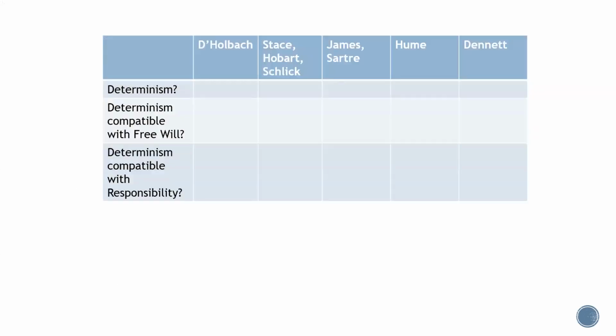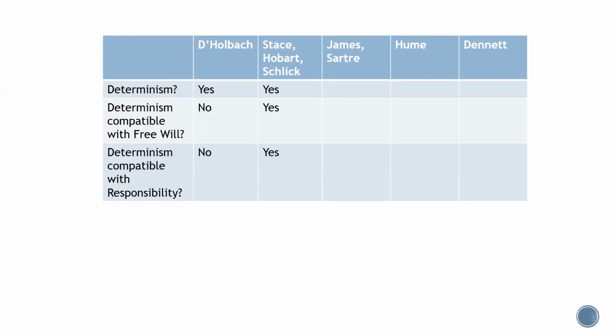Right. So we can put these folks on a bit of a table to summarize what we've just said about them. Okay. So d'Holbach is a determinist, and he's an incompatibilist with respect to free will and an incompatibilist with respect to responsibility. That is, he thinks free will is incompatible with determinism, and he thinks responsibility is incompatible with determinism as well.